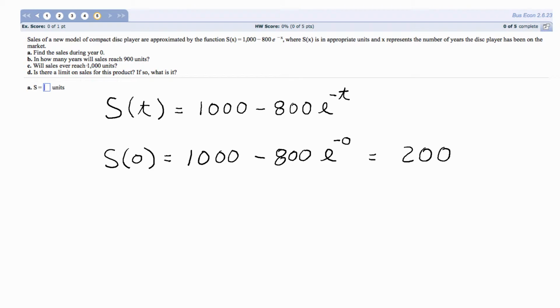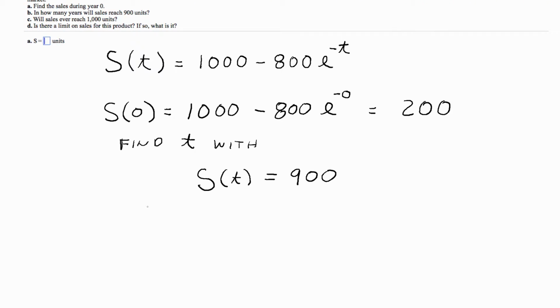Part B. In how many years will sales reach 900 units? So that means we have to write down this question. We're going to find t, where we want S of t to reach 900 units. Let's just set it equal to 900. So that's the question: translate it into an equation, and we're going to find out what t is.